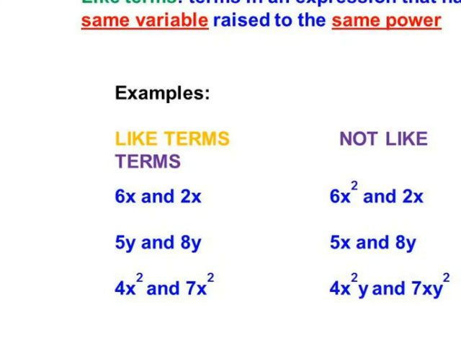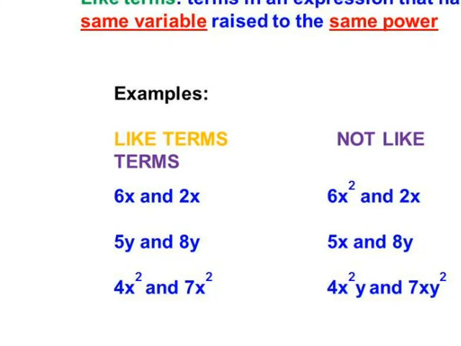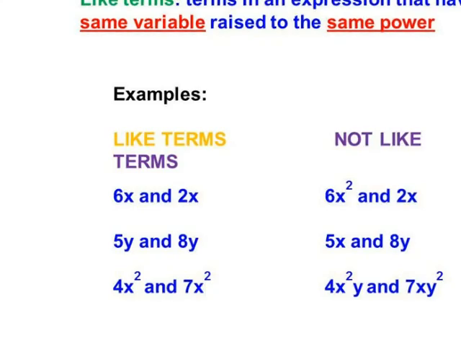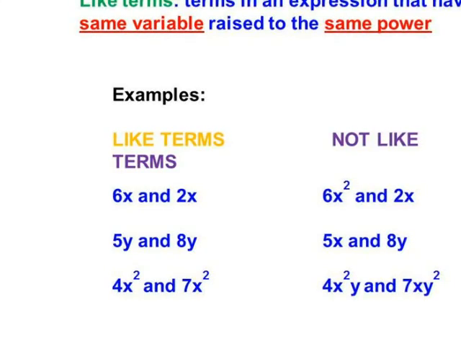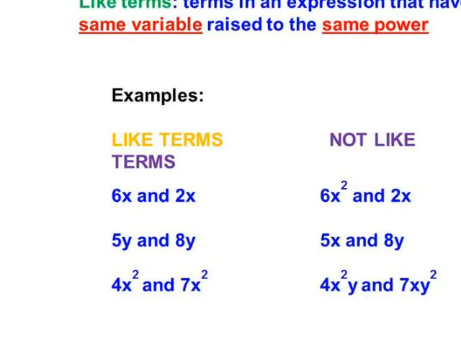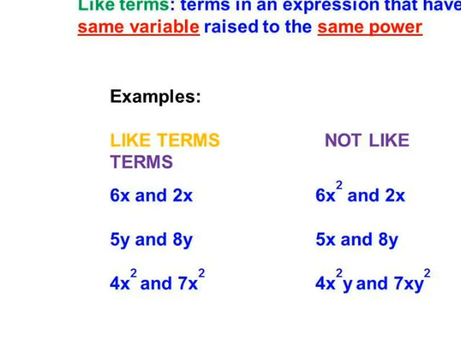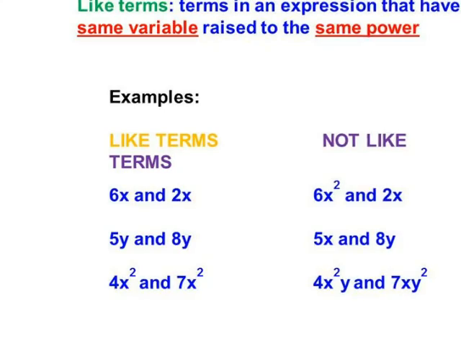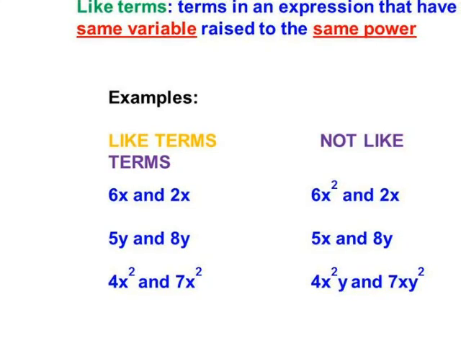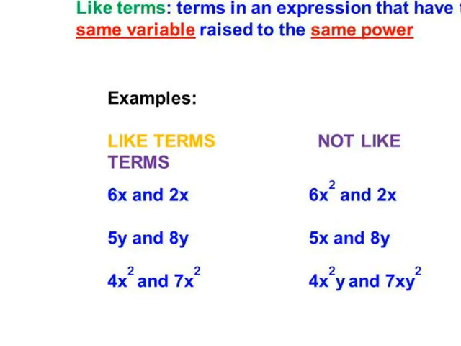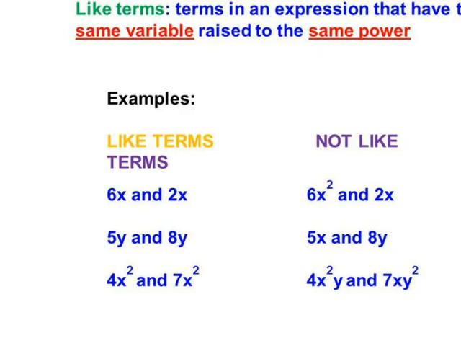On your left side, 6x and 2x are alike. They're raised to the same power, which is the power of 1. 5y and 8y are alike because they're raised to the same power, which is the power of 1. 4x squared and 7x squared are alike because they're both raised to the squared power.